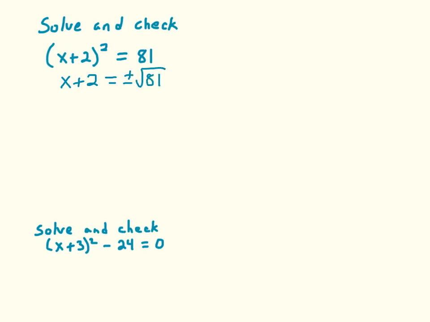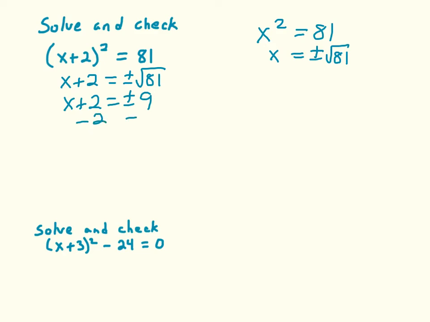So remember, if I had x squared equals 81, I would have said that x equals the positive or negative square root of 81. But now since I have an expression, I can say the expression x plus 2 equals the positive or negative square root of 81. I'm just going to go ahead, since 81 is a perfect square, I'm going to say positive or negative 9. Then I'm going to subtract 2.